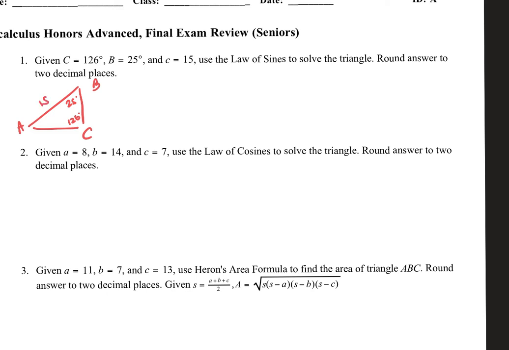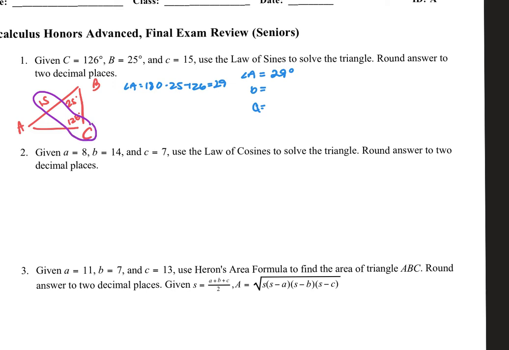And it wants us to use the law of sines to solve the triangle, which means I need to find angle A, I need to find side B, and I need to find side A. I can find angle A by doing 180 minus 25 minus 126, and I get 29, so that's angle A. And then I want to use the information that they gave me at the beginning to find the other side.